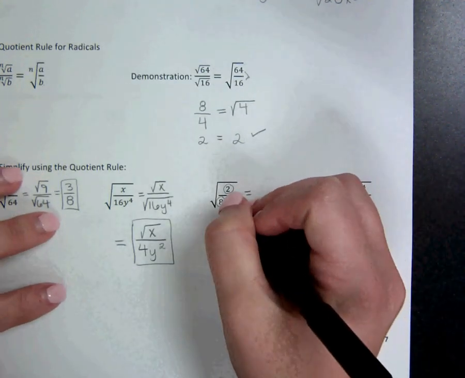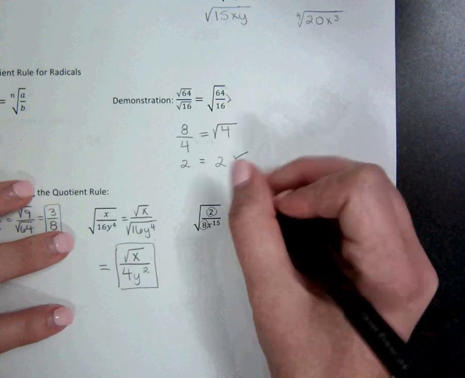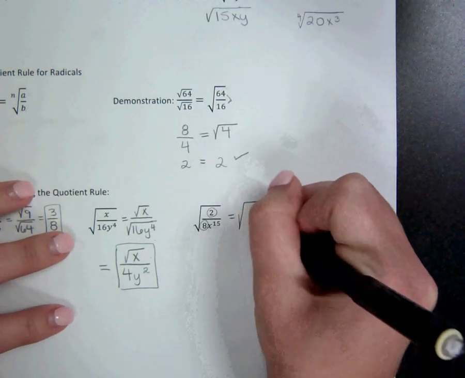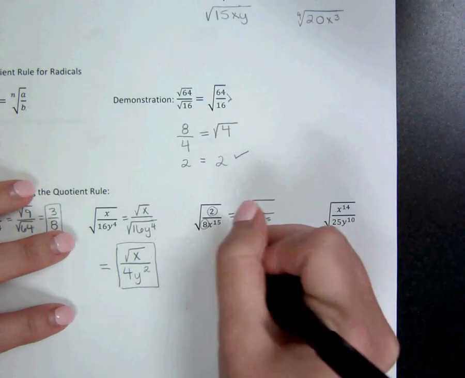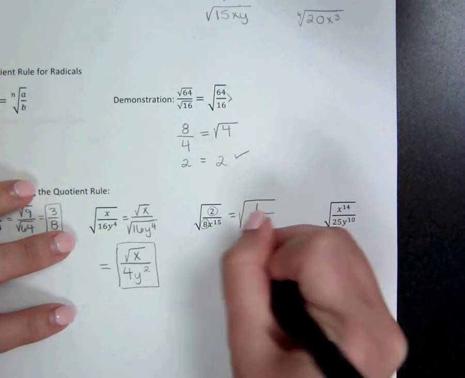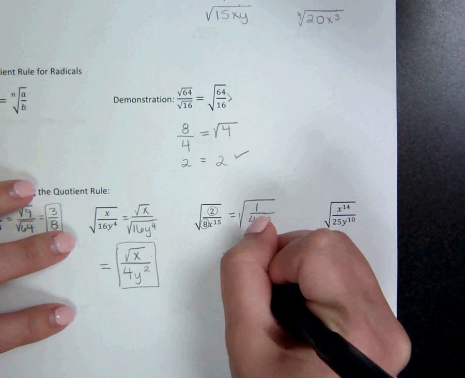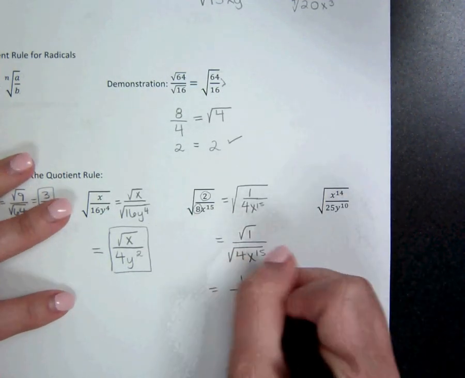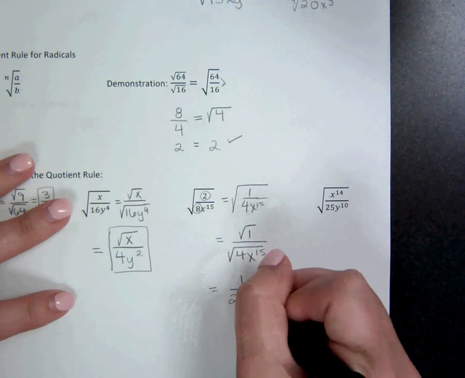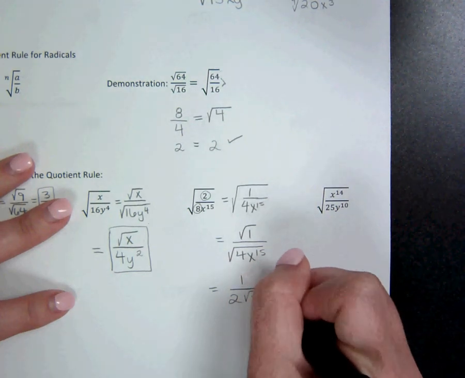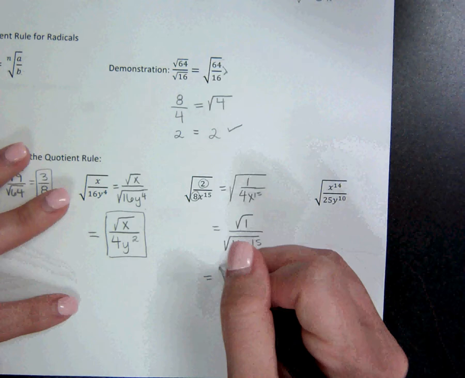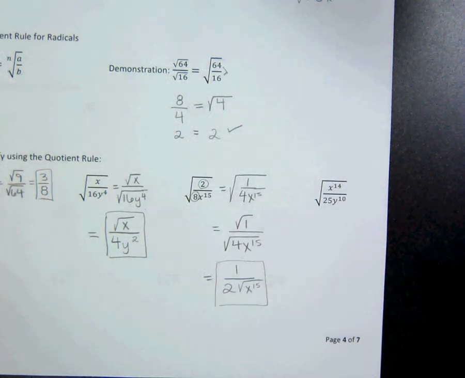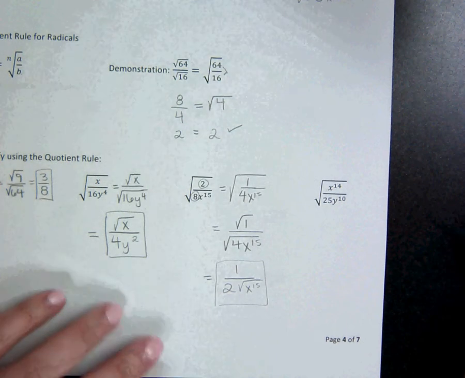Here, if you notice, the 2 and the 8 will reduce, and we can make this the square root of 1/4 x to the 15th. Now we can separate it and actually get somewhere. So the square root of 1 is 1, the square root of 4 is 2, and I'm going to leave the square root of x to the 15th under the radical for now. We'll deal more with how to work with that here in just a few minutes, but I'm just going to leave it just like that for now.